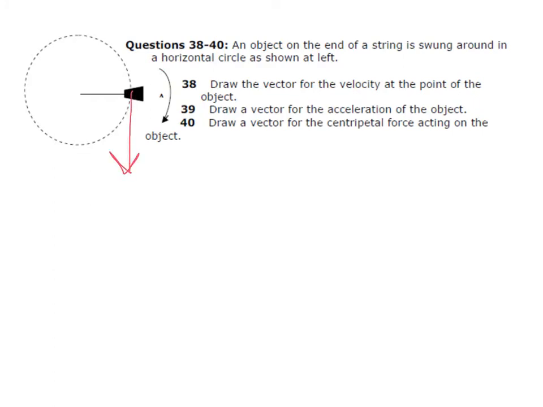It's right there. The vector for the acceleration of the object, well, acceleration and force are always pointed in towards the center and at right angles to that tangent point on the circle. The centripetal force acting on the object is also in the same direction. So we have the tangential velocity in this direction, and both the centripetal force and the centripetal acceleration are acting towards the center of the circle.